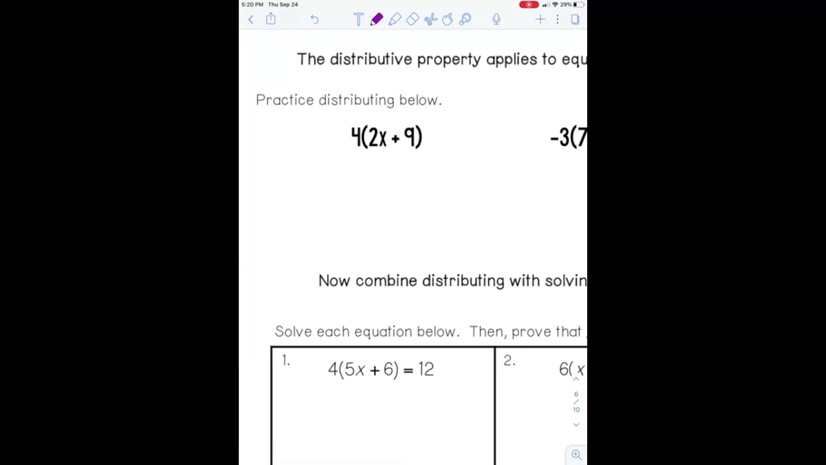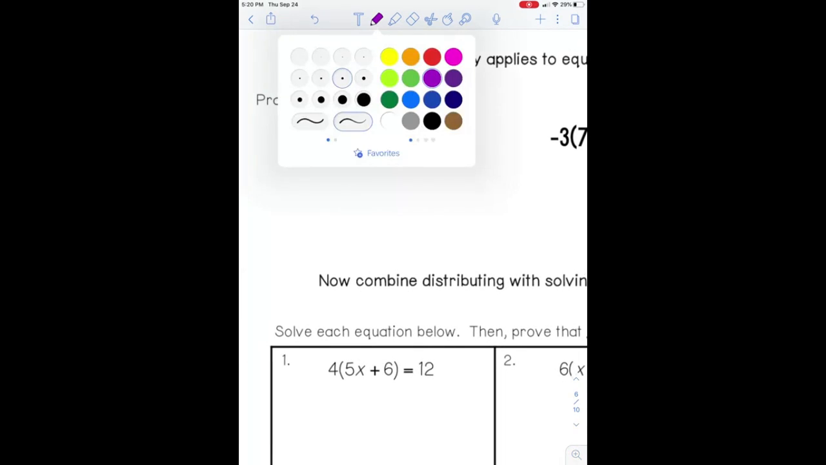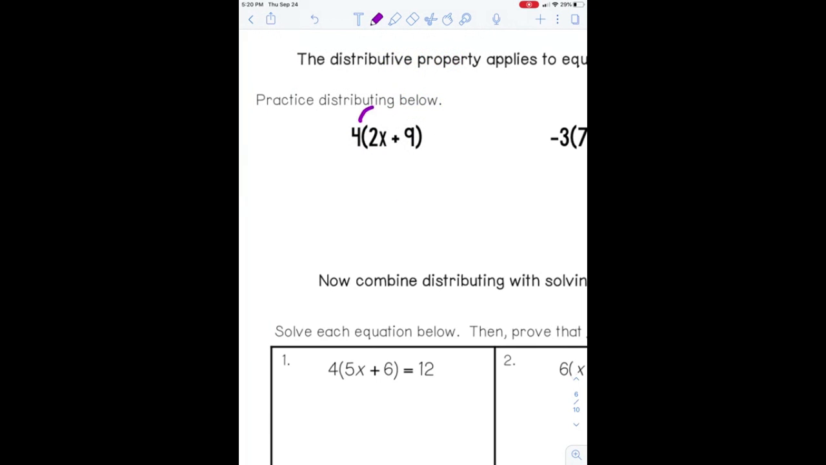So here I have 4 times 2x plus 9. What I'm going to do is distribute that 4 to both terms inside the parentheses, okay? That means I'm going to take 4 times 2x and 4 times 9. When I take 4 times 2x, I get 8x. And when I take 4 times 9, I get 36. Those are both positive numbers, so my simplified expression is going to be 8x plus 36.